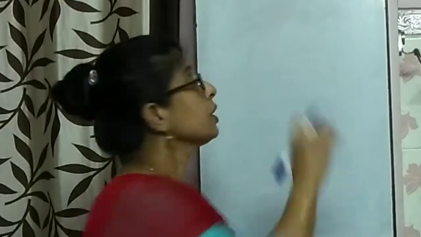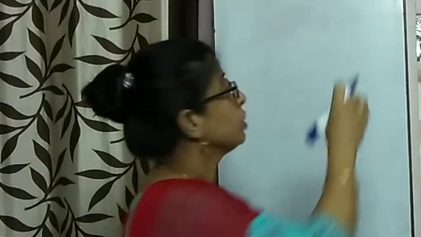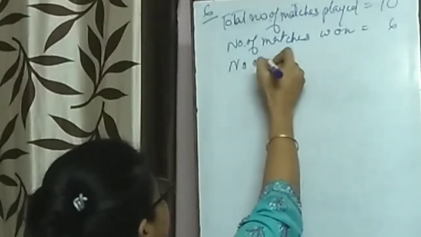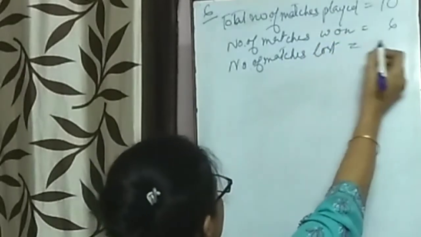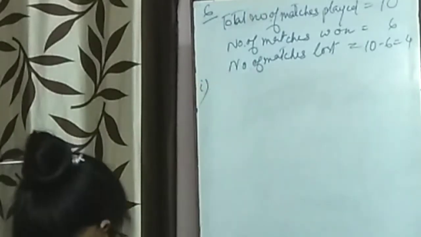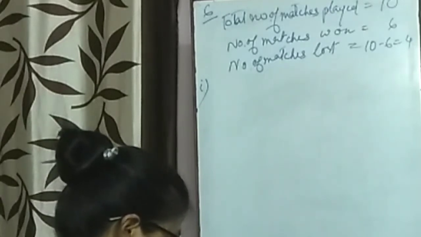But you can't complete this by writing only these 2 statements. You have to make one more statement, because we are here to find the ratio of won and lost. So that means the lost number also has to be found. Number of matches lost is equal to 10 minus 6, so it is 4. Now you need to find the ratio of number of matches won to the number of matches played.